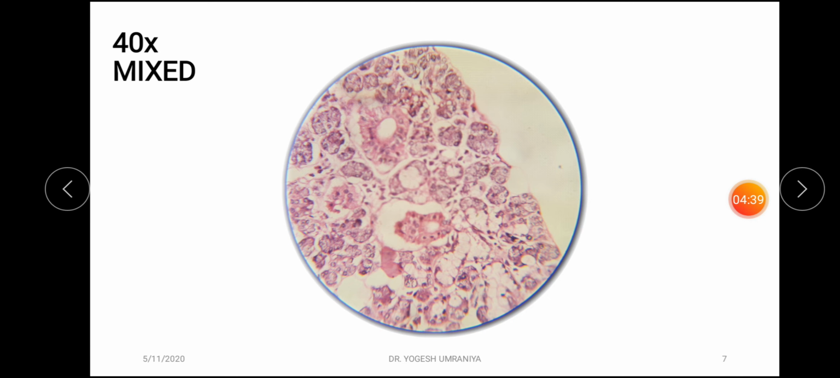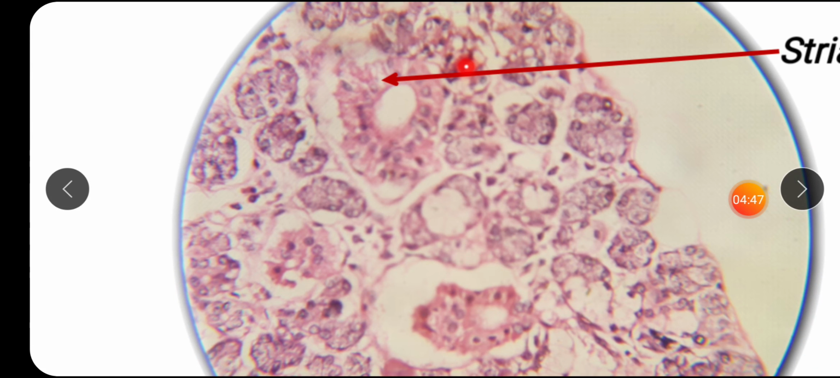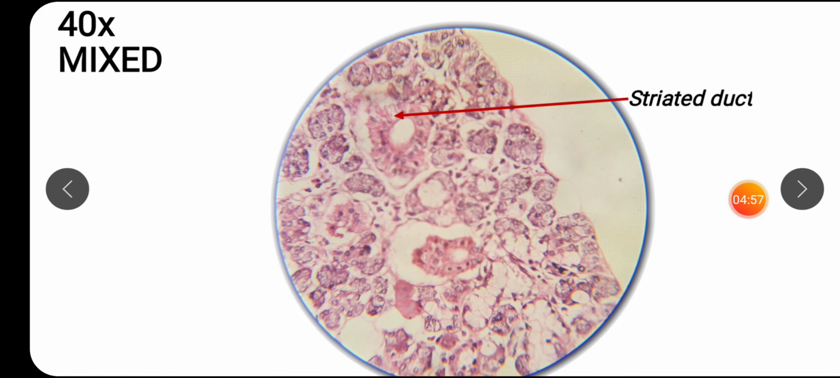And in this image you can look at this structure, that is the duct. The striated duct is here. You can also see the striations at the basal aspect of these cells forming the duct, as well as the nuclei, which are situated nearer to the lumen of this duct.